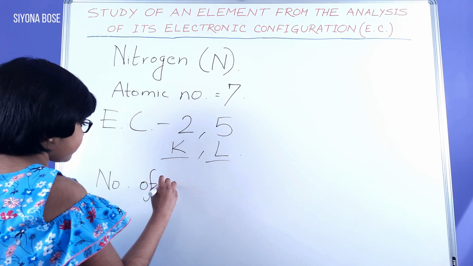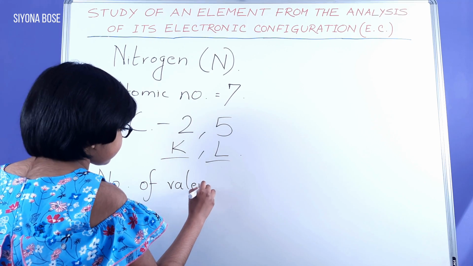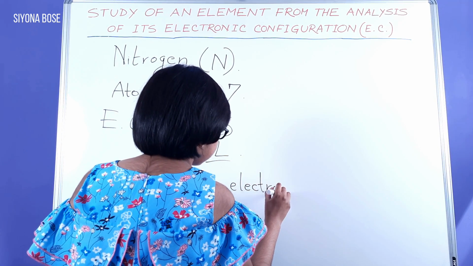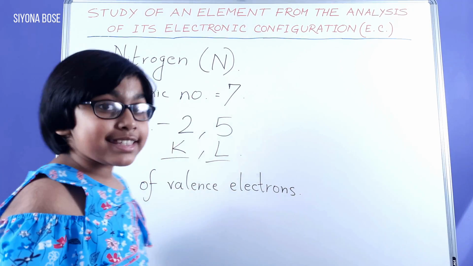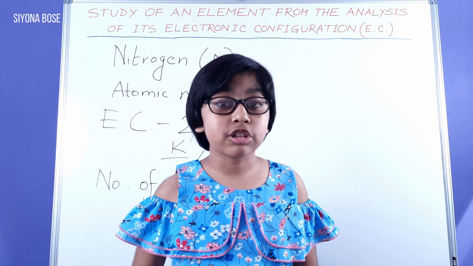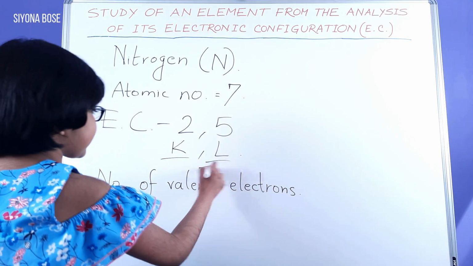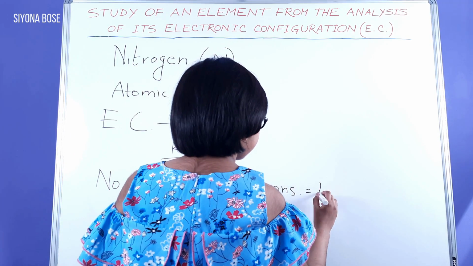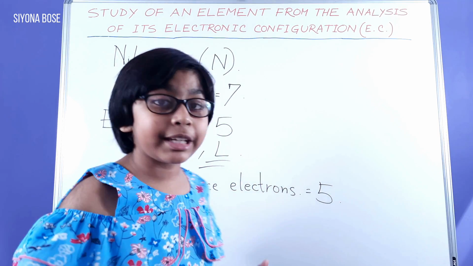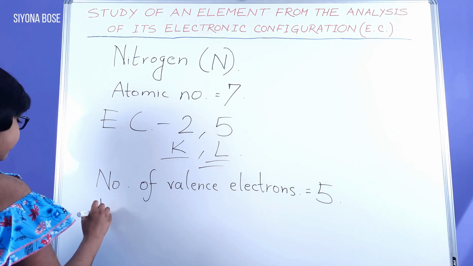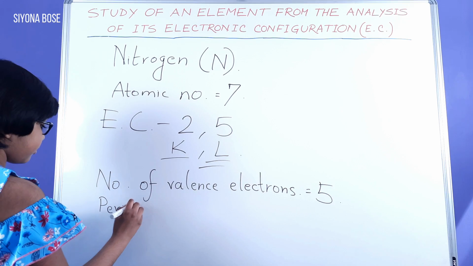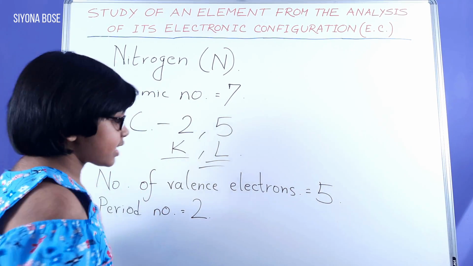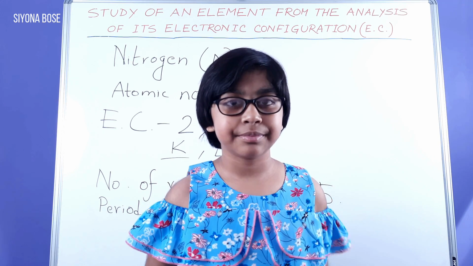After that, number of valence electrons, which means number of electrons in the outermost shell, which in this case is our L shell, is 5. Next, period number. Period number is 2, since there are 2 shells.